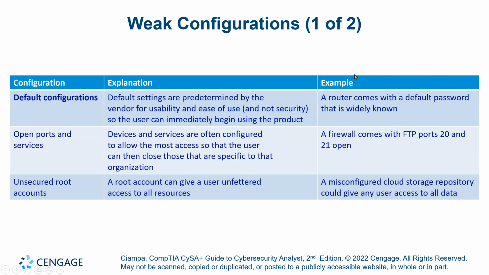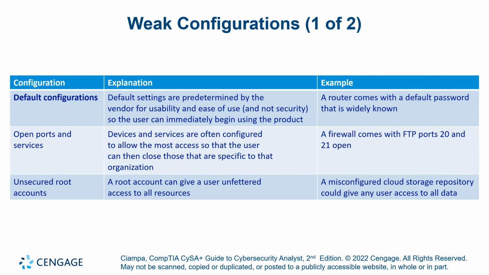Okay, so here's a table of weak configurations. There's the configuration, explanation, and example. Default configurations. We've gone over this several times, so this is it in relation to this. Default settings are predetermined by the vendor for usability and ease of use, and not security, so the user can immediately begin using the product. A router comes with a default password that is widely known, as an example.